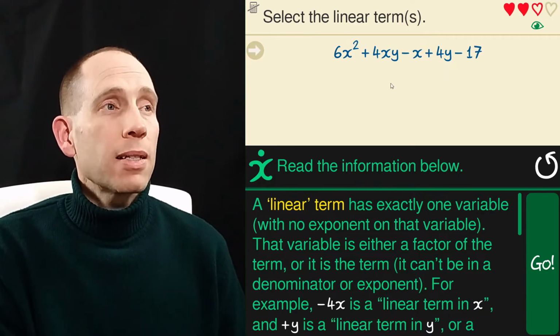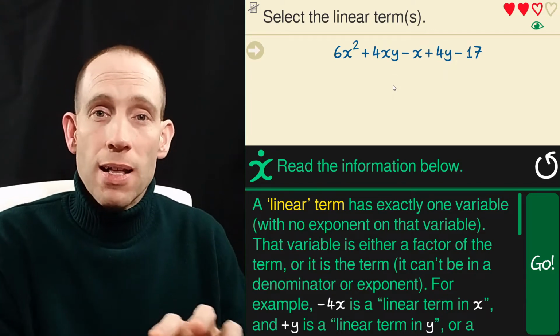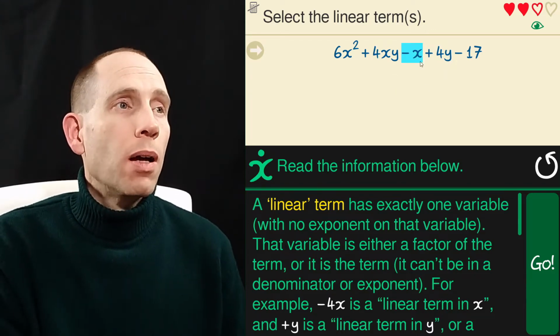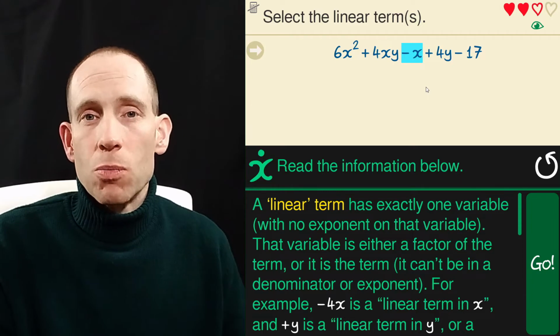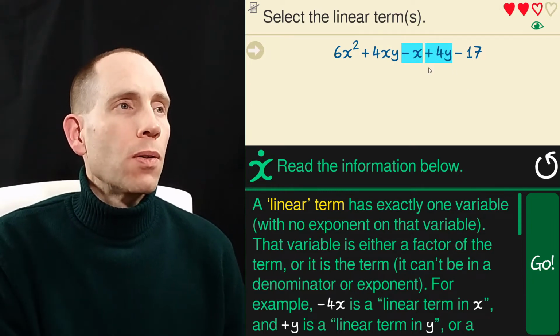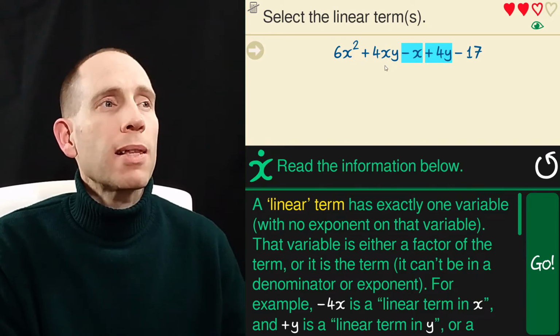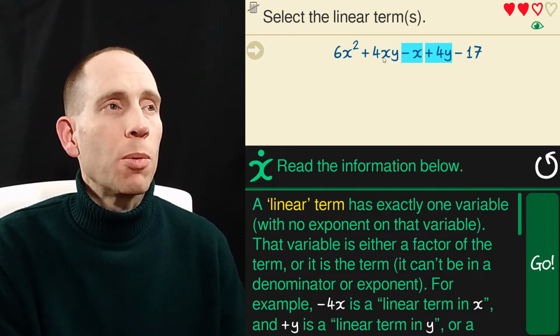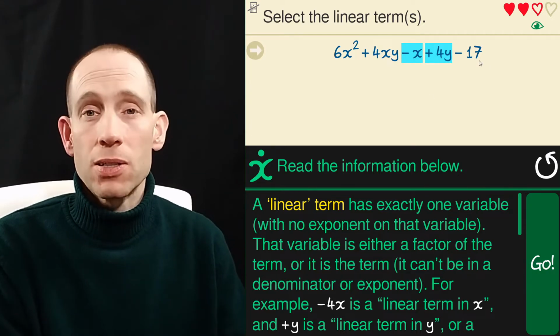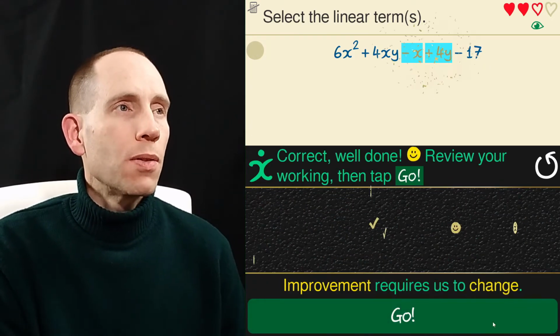So we want to select the terms that have just got the single variable in them. I've got 2 variables being multiplied together or more than 2 variables. So that x term is linear and that y term is linear. That's got 2 variables, 2 x's being multiplied together, and that one's got 2 variables, x and y being multiplied together. That one is just a constant. So those 2.